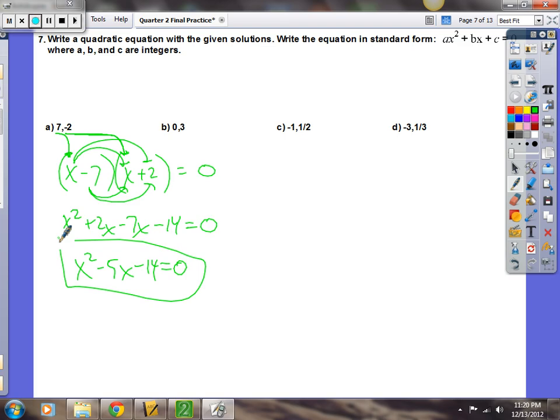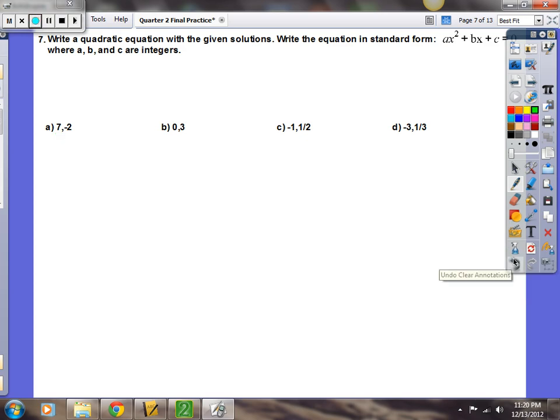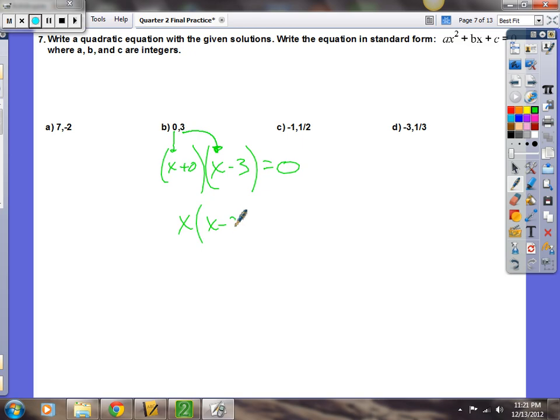What about b? What if your answers are 0 and 3? Okay, if I plug 0 in, how do I get 0? So it's going to be x plus 0, because 0 plus 0 is 0. I'm already at my 0. So 3, what do I do to 3 to get it to be 0? I minus 3. So it's going to be x minus 3. Now x plus 0 is just x. So here's what you got. Multiply forward, you're going to have x squared minus 3x is 0. Done.